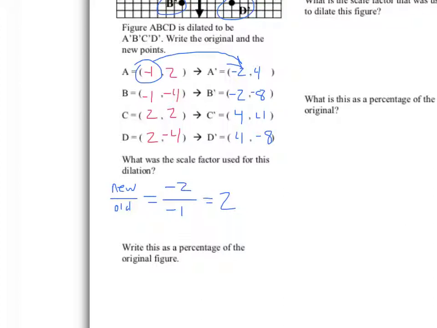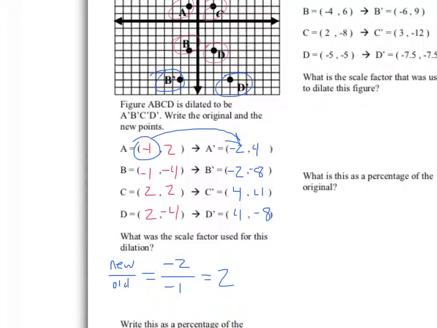Now we can go through and quickly double check all of this. Times 2, times 2, times 2, times 2, and make sure that everything fits. Well, over here, 2 times 2 gave me the 4. -4 times 2 gave me -8. This seems to be working. 2 times 2 gives me the 4. -1 times 2 gave me -2, and so on. So all of these points fit for us, and that tells us that's exactly what we needed to do to figure out what the scale factor was here.